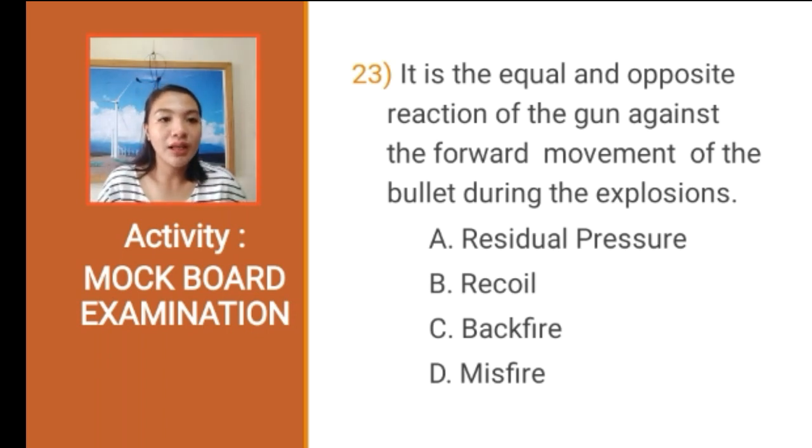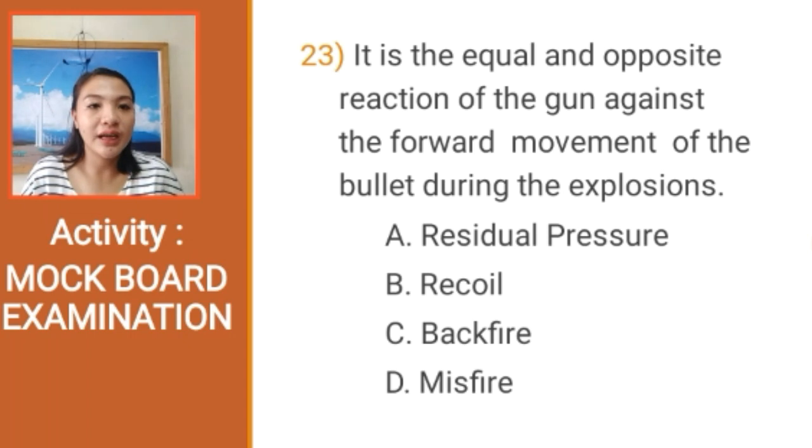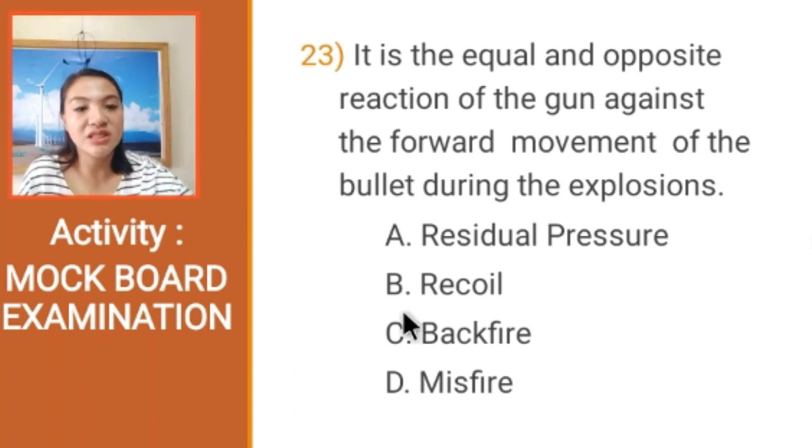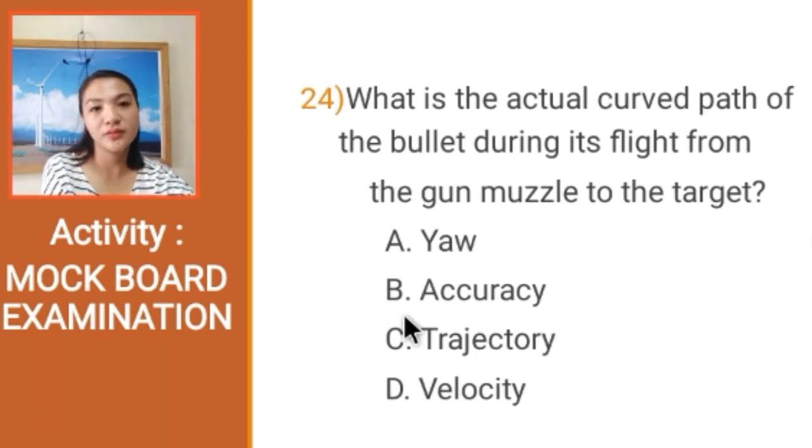Twenty-three. It is the equal and opposite reaction of the gun against the forward movement of the bullet during the explosion. A. Residual pressure. B. Recoil. C. Backfire. D. Misfire. Twenty-four. What is the actual curved path of the bullet during its flight from the gun muzzle to the target? A. Yaw. B. Accuracy. C. Trajectory. D. Velocity.